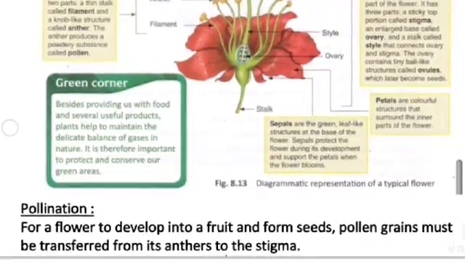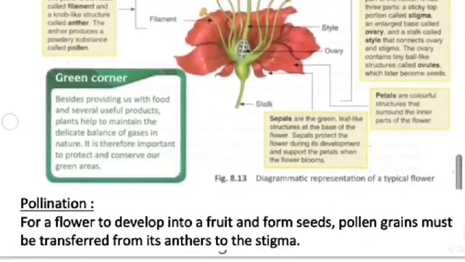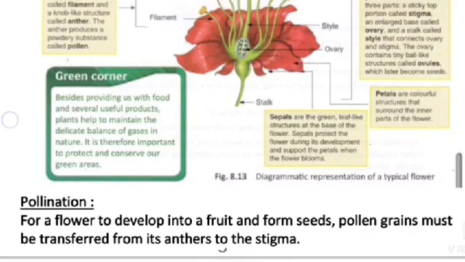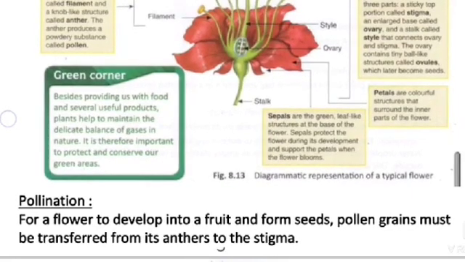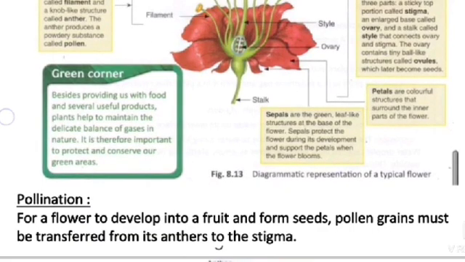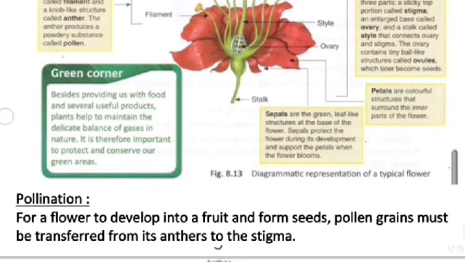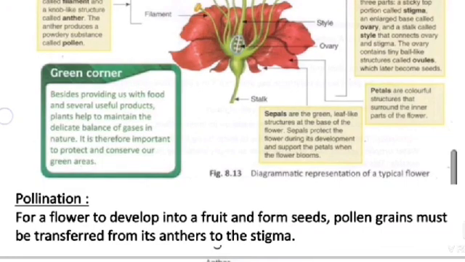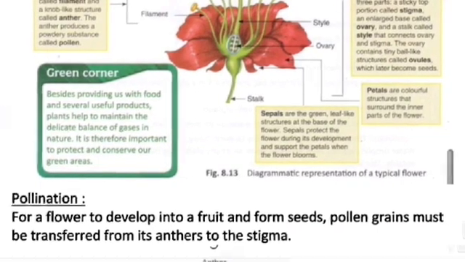Besides providing us with food and several useful products, plants help maintain the delicate balance of gases in nature. It is therefore important to protect and conserve our green areas.